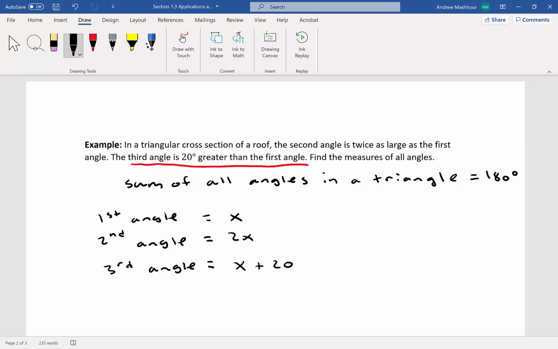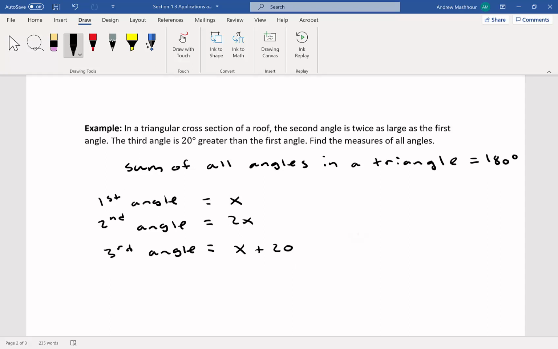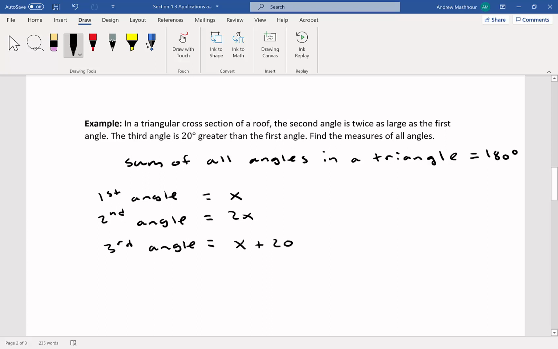Now we have to write out an equation. And now this is when we use the property that the sum of all angles in a triangle is equal to 180 degrees. So that means when I add up all these angles, it has to be equal to 180. So I have the first angle, which is x, plus the second angle, which is 2x, plus the third angle, which is x plus 20. This has to be equal to 180. Now the hardest part for these word problems is setting up this equation. Once you set up the equation, you use the same strategy as section 1.1.